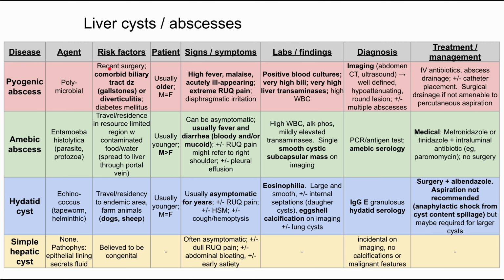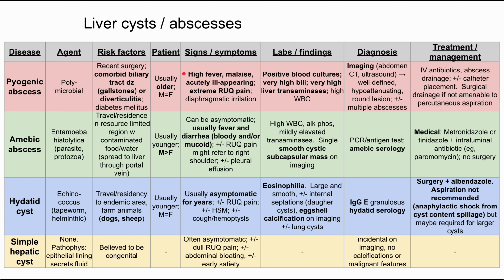The risk factors here are recent surgery or comorbidities, like biliary tract disease. Somebody might have gallstones, or diverticulitis, or another infection somewhere in the abdomen that spreads, where bacteria gets to the liver and creates a pyogenic abscess. Diabetes is another risk factor as well. This usually happens in older people, like 50s, 60s, or older, and it's equal in male and female.